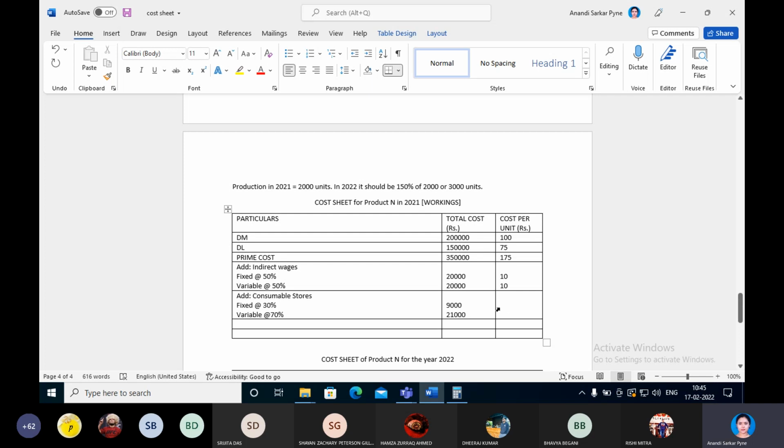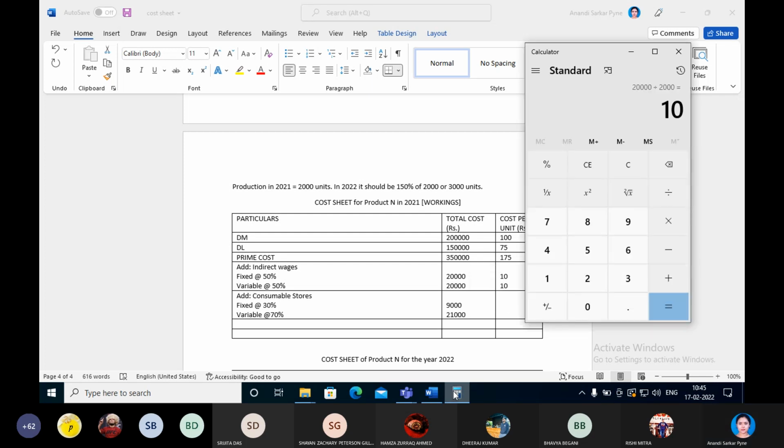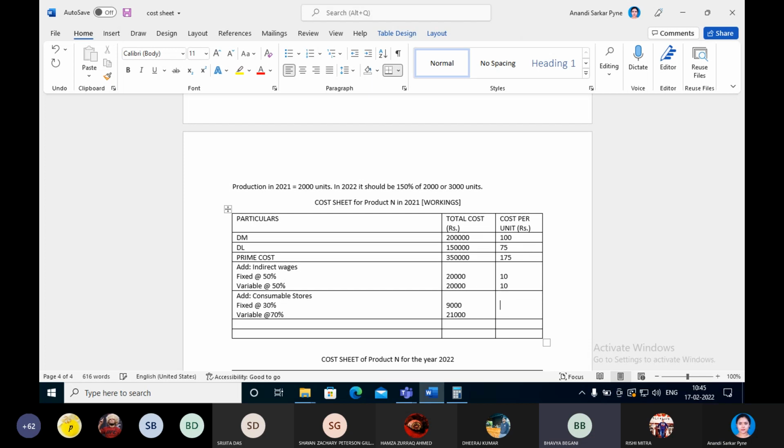So 9,000 by 2,000, this 9 by 2, 4.5, and that will be 10.5. If we add these, we get 40 plus 30, 70, and this is 20, 30, 34, 35, and 175. So 210.